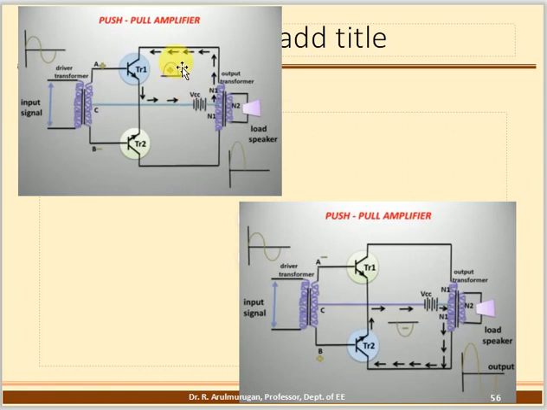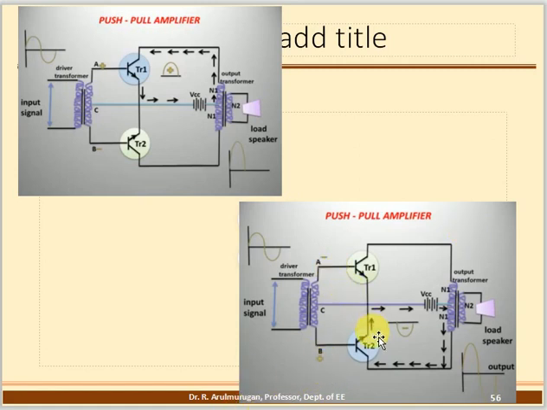So the positive half cycle is produced. The input is a positive half cycle, and the same positive half cycle comes on the output side. Then, when the input terminal changes to the negative half cycle, the bottom is positive with respect to minus.